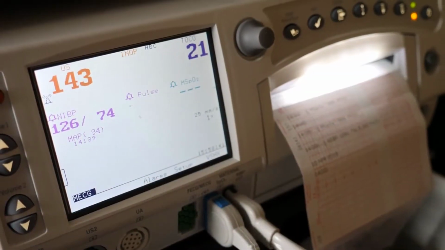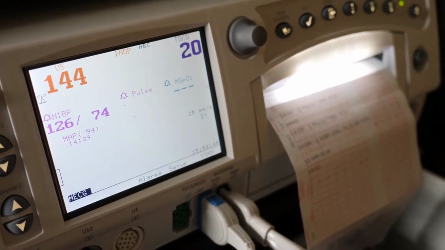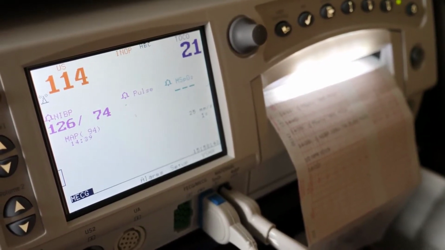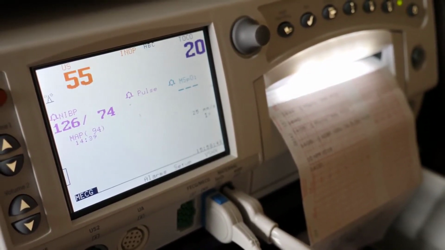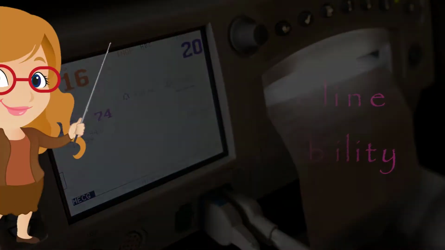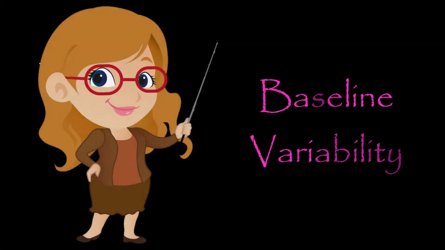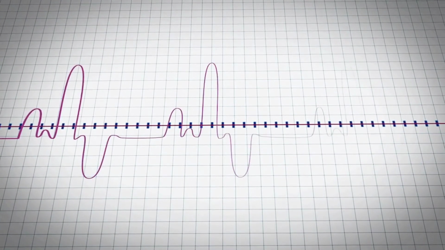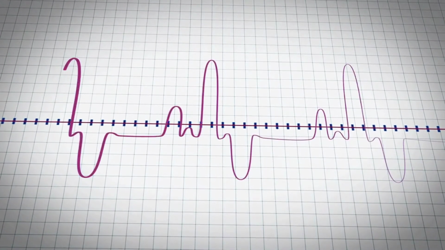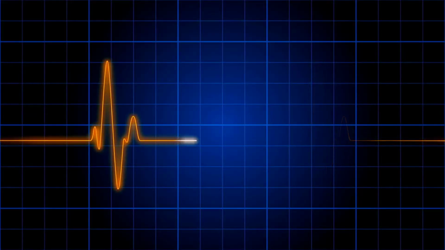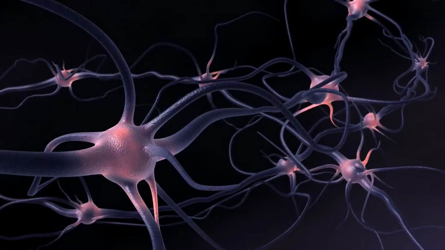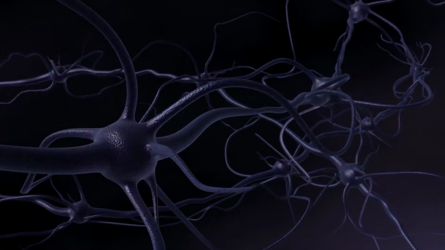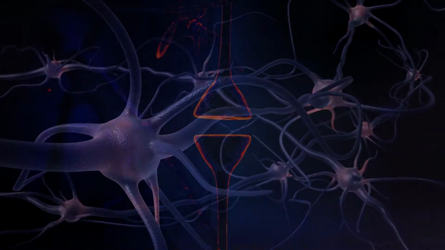Fetal tachycardia is considered an ominous sign if it is accompanied by a decrease in variability and late decelerations. Baseline variability. Baseline variability is defined as irregular fluctuations in the baseline of the fetal heart rate. This is measured from the amplitude of one peak to the trough. It represents the interplay between the parasympathetic and sympathetic nervous systems.